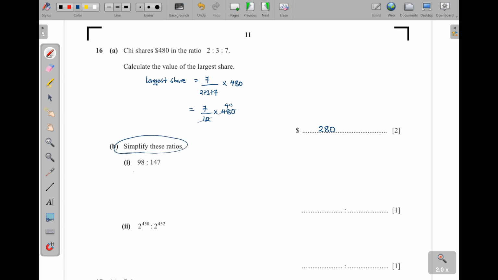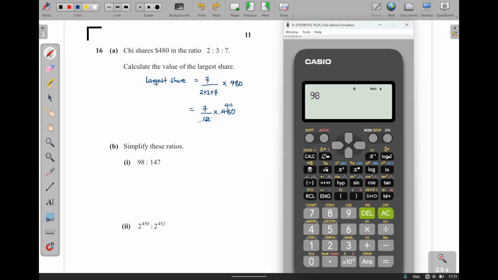Part B, simplify these ratios. 98, this one cannot be divided by 2. 98 can be divided by 2, but this one no. Okay, how about 3? When you go to 3, we have 90, 93, 96, 99, so 3 not there. How about 4? There is 88, there is 92, 96, 100, so even this one is not there. How about 5? Of course not. Then 6, 98, then divide by 6.